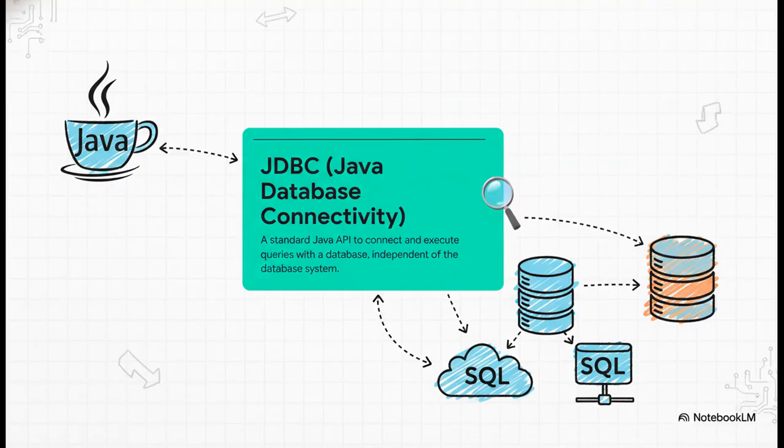And this is where JDBC comes to the rescue. JDBC, or Java Database Connectivity, is basically a universal translator. It's a standard API that builds a bridge from your Java app to pretty much any database out there. MySQL, PostgreSQL, Oracle, you name it. It lets you write your database code once and have it work everywhere.